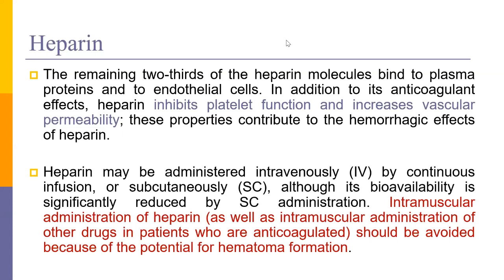So heparin may be administered intravenously by continuous infusion, although its bioavailability is significantly reduced by subcutaneous administration. Intramuscular administration of heparin, as well as intramuscular administration of other drugs in anticoagulated patients, should be avoided because of the potential for hematoma formation. So it's mainly IV and mostly subcutaneous. Next slide, please.